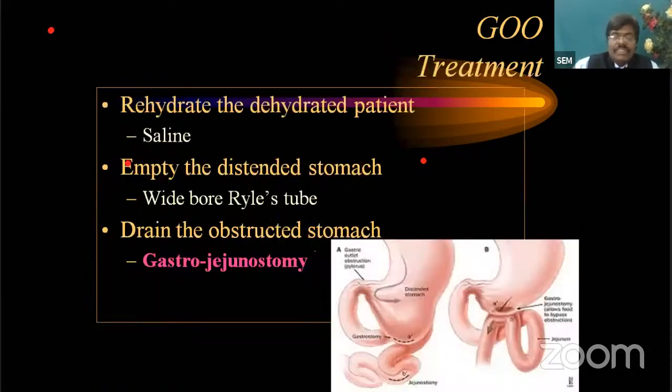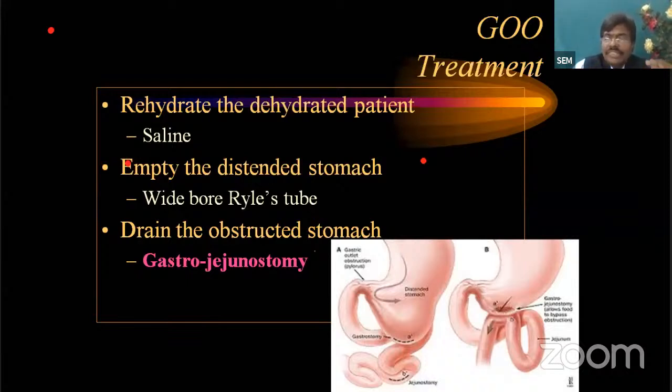The treatment, as we rightly said, is gastrojejunostomy, like what we did, a palliative gastrojejunostomy for a CA stomach. A similar one, anterior GJ, is the treatment. But before that, I told you 3 things. If you remember the pathology and clinical findings, the patient is dehydrated, so rehydrate that dehydrated patient with saline. The patient has a distended stomach.